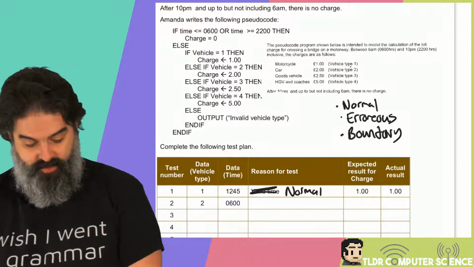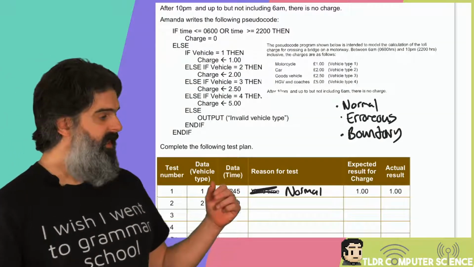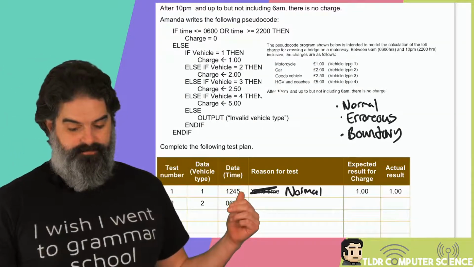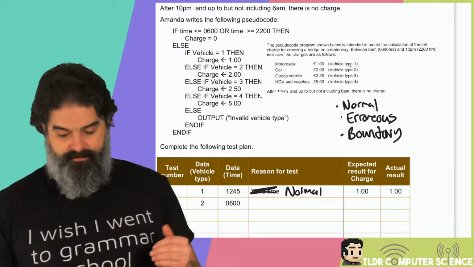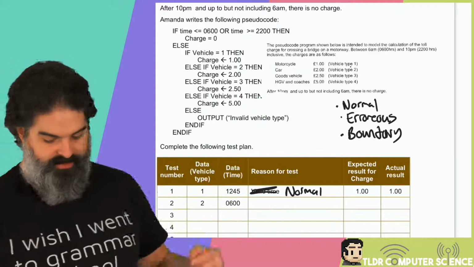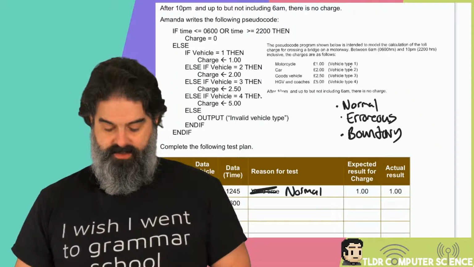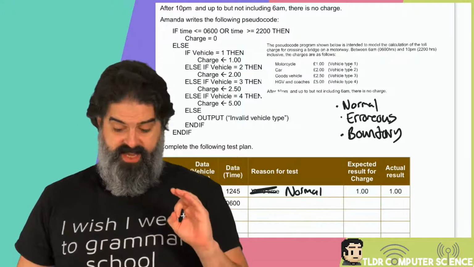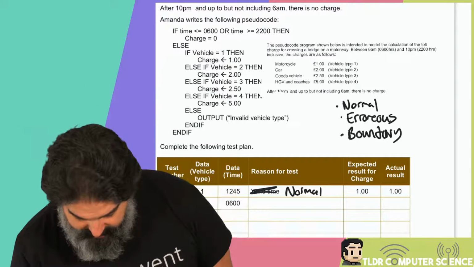And if you look at it, it should be that between 6 a.m. and 10 p.m. inclusive, which is what it says here, it's a bit small. So we're testing right on the edge to see if that actually works. So we're saying it's a boundary test.